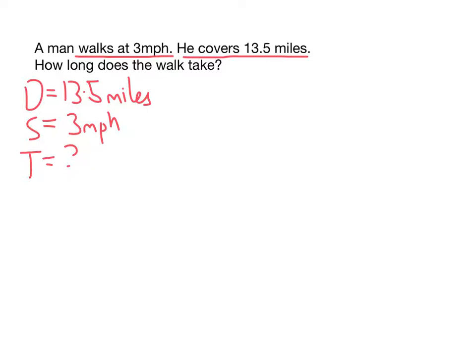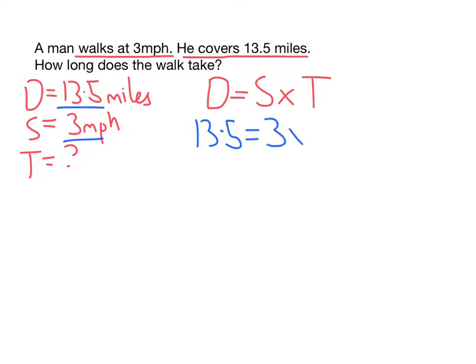Next thing I'm going to write down is the formula I'm going to use for all these questions, which is distance is equal to speed multiplied by time. I'm now going to substitute in the numbers I know. So the D I know is 13.5, so I'm going to write that underneath. The S is 3 miles an hour, and I don't know the time. So I've got 13.5 is equal to 3t.